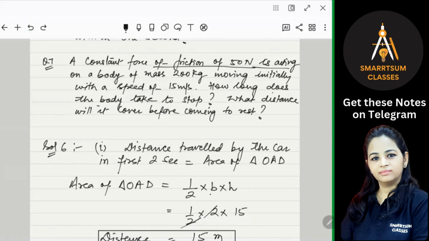Right. So, very first we will write down what is given. What is given in this question? If you can see here, this is the force of friction, right? Force of friction is 50 Newton. Mass of the body is 200 kg. M is given, right? And it is moving initially with a speed of 15 meter per second, means U is 15 meter per second, right? Are you getting that? Okay. So write down.